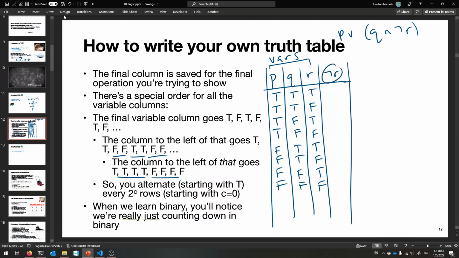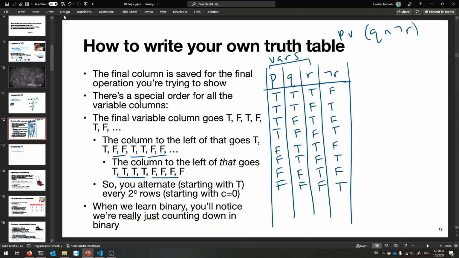So that just takes whatever's in the R column and negates it. So true over here becomes false. False over here becomes true. And so it's just getting flipped. False, true. Let's try and keep that in line. Oops. False, true, false, true.